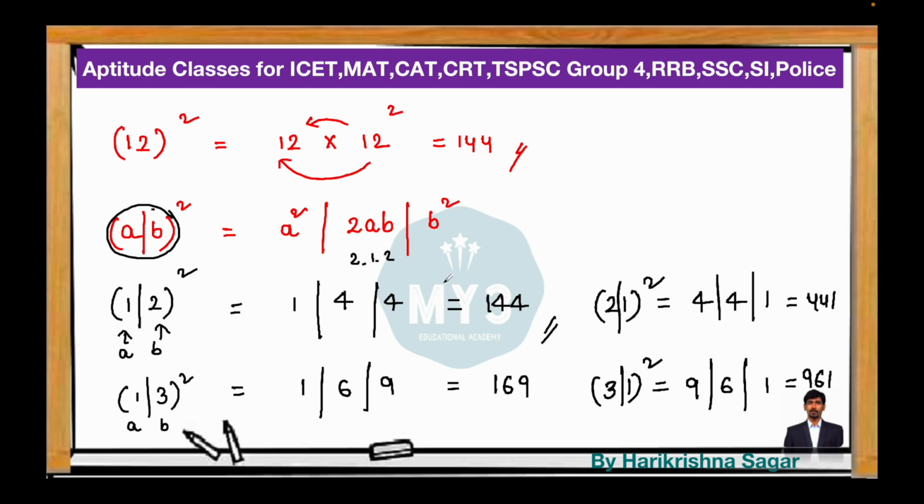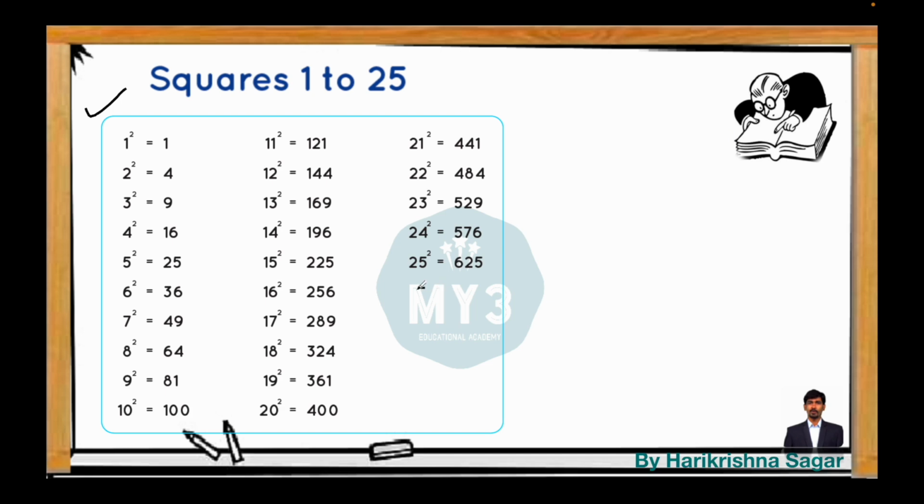But instead of solving for every question, it is always suggested to remember 1 to 25 square numbers. 1 square is 1, 2 square is 4, 3 square is 9, 4 square is 16, 5 square is 25, 6 square is 36, 7 square is 49, 8 square is 64, 9 square is 81, 10 square is 100, 11 square is 121, 12 square is 144, 13 square is 169, 14 square is 196, 15 square is 225, 16 square is 256, 17 square is 289, 18 square is 324, 19 square is 361, 20 square is 400, 21 square is 441, 22 square is 484, 23 square is 529, 24 square is 576, 25 square is 625.